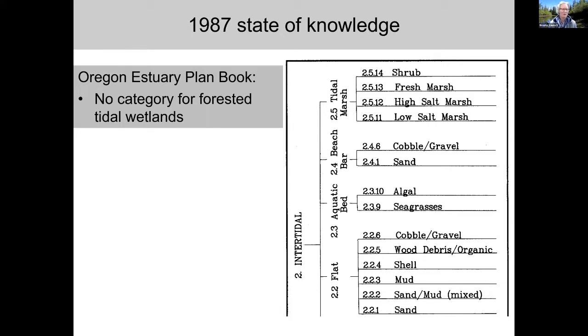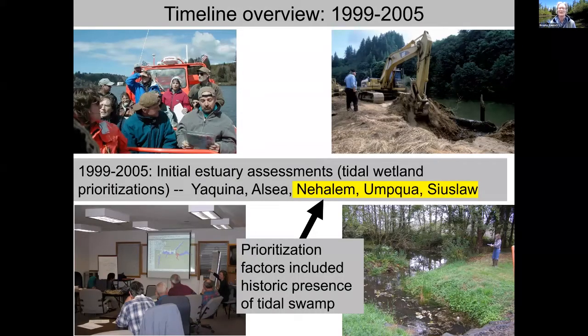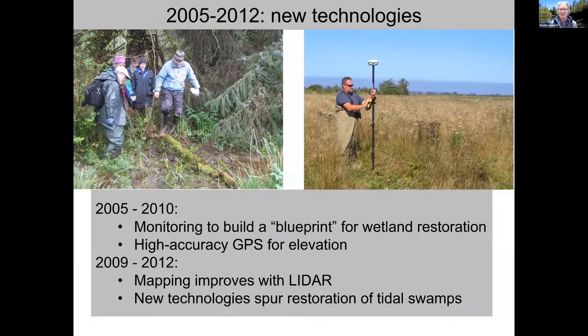So we had some work to do, and during the early 2000s, we were doing a bunch of estuary assessment projects, which again, some of you were involved with. And at this time, we had become aware that tidal swamps used to be more common and that they had been lost. And so when we were helping to set priorities for restoration in these estuaries, we included the historic presence of tidal swamp as one of the criteria for prioritization. And then we were aware of tidal swamps, but we didn't yet know much about them.